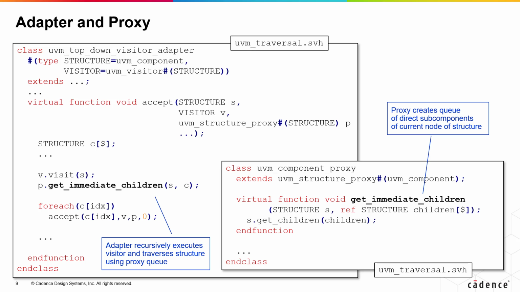For a top-down traversal, this is easy. We just recursively call accept on every component in the queue. Bottom-up and bi-level traversal is a bit more complicated. Take a look at the UVM traversal source file to see these implementations. If we use built-in proxies, we don't have to worry about the implementation. Let's see the example in simulation.